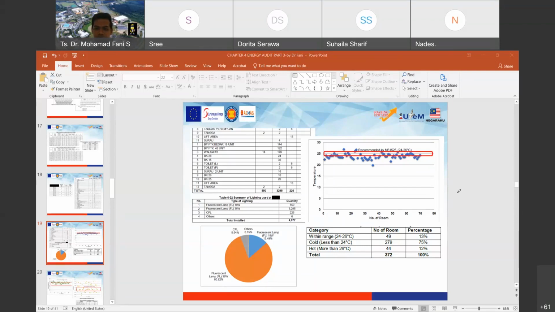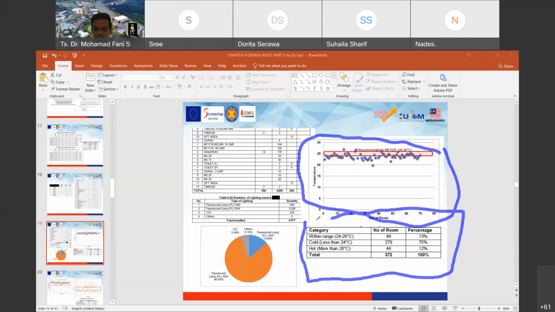and please come up with the chart or graph something like this. Okay, so refer to the standard one, 24 to 26. You can plot the area something like this, and do the table to represent the percentage.